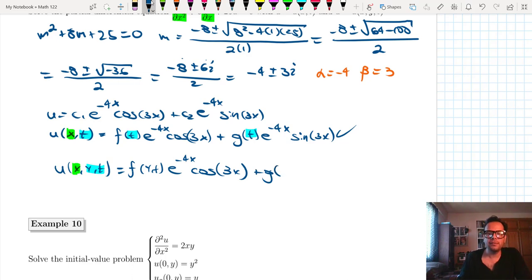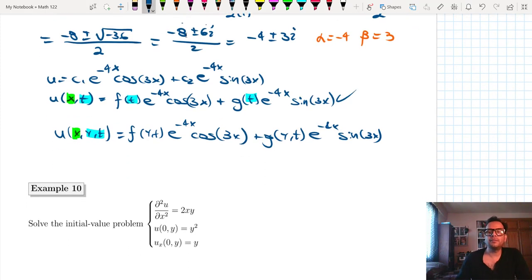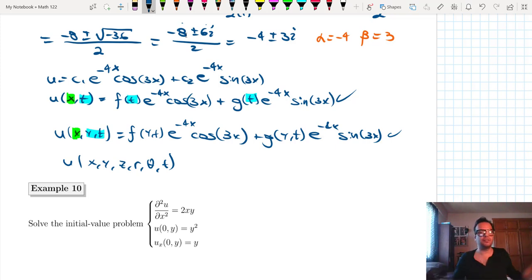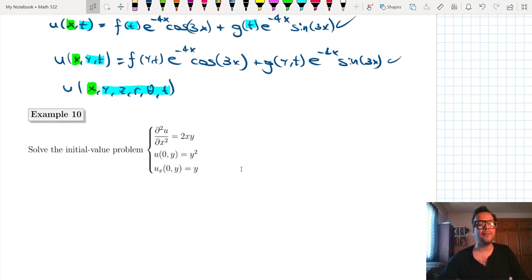Plus some g of y and t e to the negative 4x sine of 3x. Okay, so that's the solution depending on how many variables. And of course, you might want to have x, y, z, r, theta, t. Just keep in mind that we solve the equation with respect to x. The functions f and g would have all these variables. I'm not going to write it. I'll let you do it if you want to explore and expand a little bit.